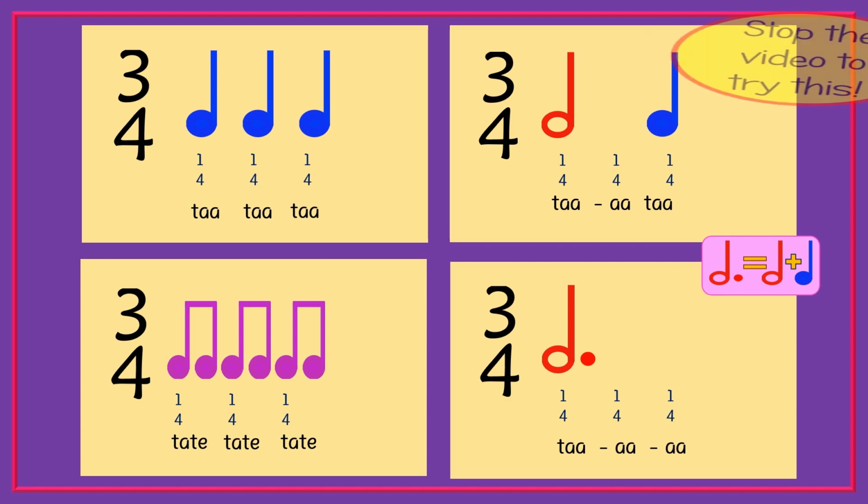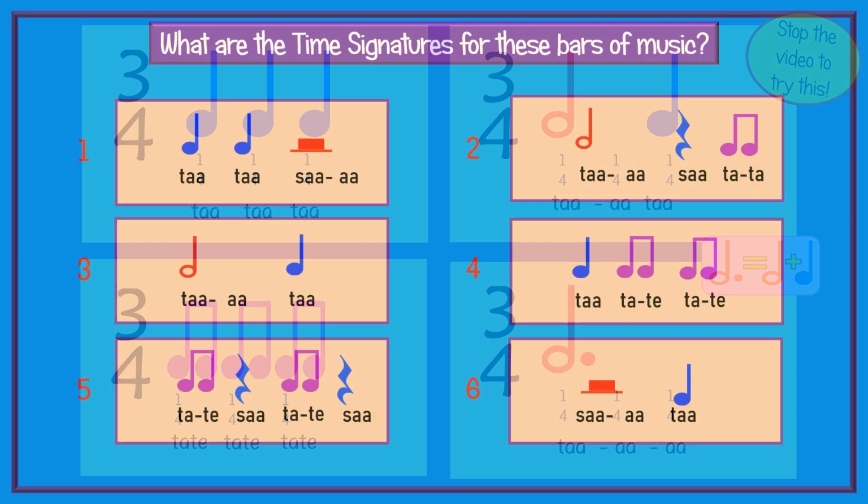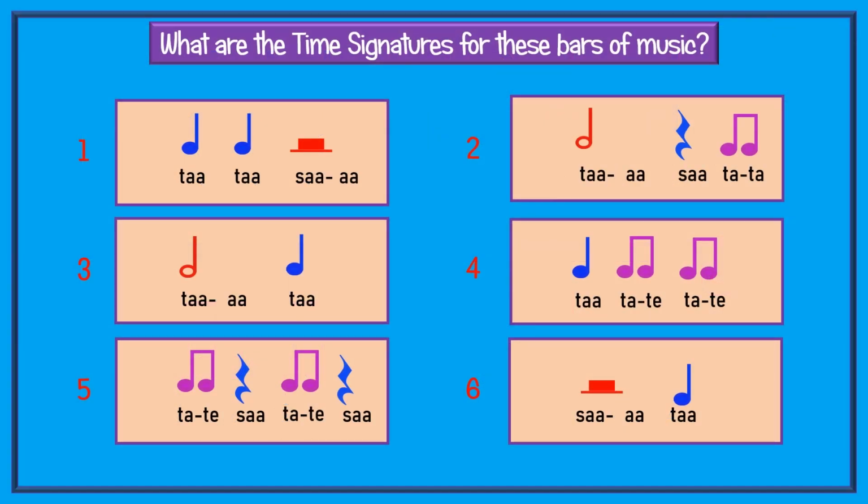Clap the note values in these examples. All of these bars of music have 3 beats per bar. Try this challenge. What are the time signatures of these bars of music?